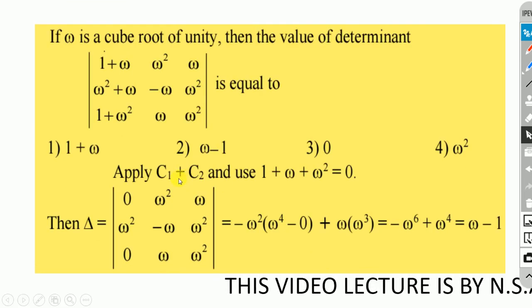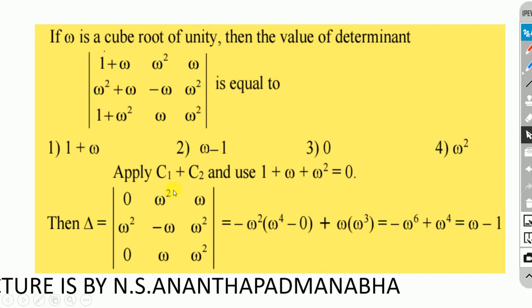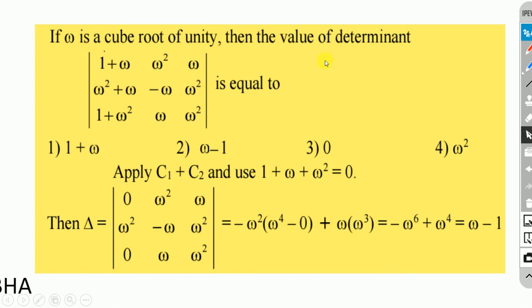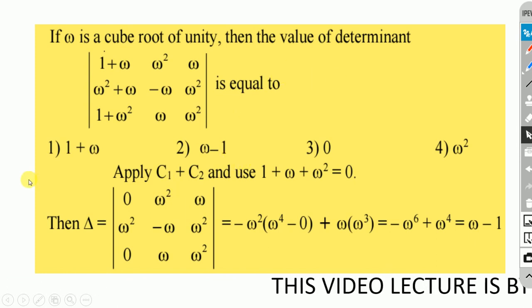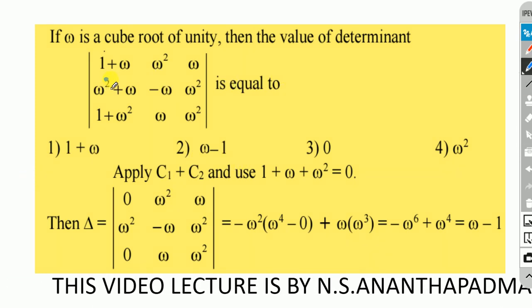If omega is a cube root of unity, then the value of the determinant 1 plus omega, omega square, omega; omega square plus omega, minus omega, omega square; 1 plus omega square, omega, omega square is equal to, 1 plus omega, omega minus 1, 0 and omega square are the options given.